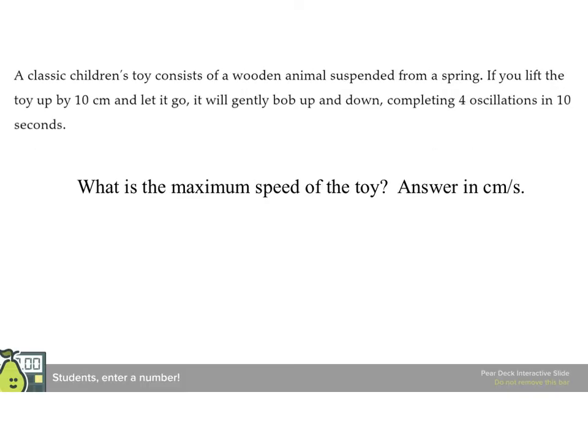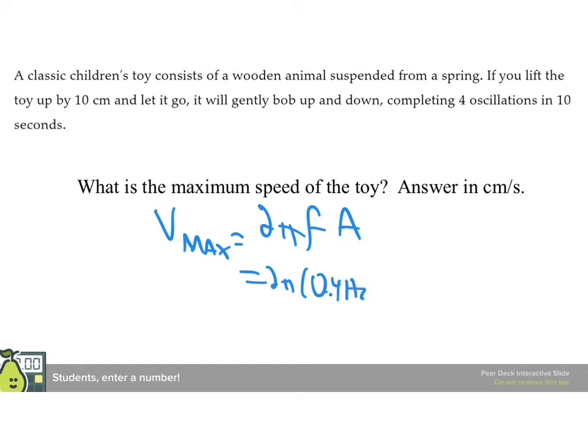The same setup, and they say it bobs up and down the same amount. What is the maximum speed of the toy in centimeters per second? Here we use that v max is 2 pi f times A, so it's 2 pi times 0.4 hertz times 10 centimeters. So it would be 8 pi centimeter hertz, but that is 8 pi centimeters per second, because centimeter hertz is centimeters per second.